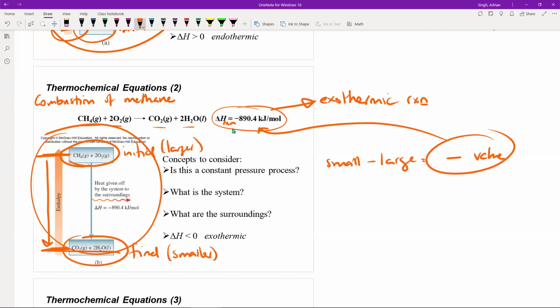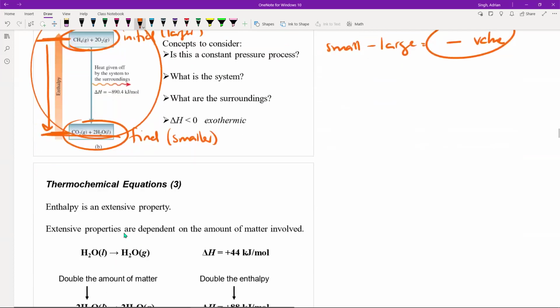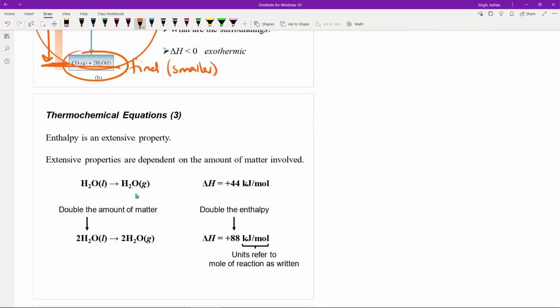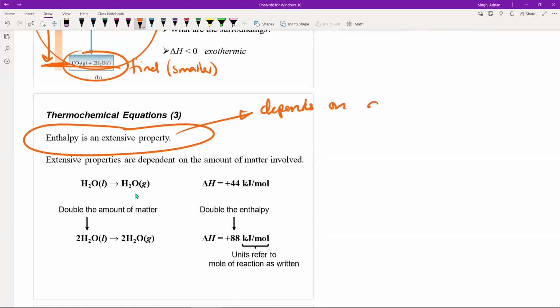So when we show these delta H values right next to our balanced equation, that is simply what a thermochemical equation is. Now, the thing about enthalpy is that it is an extensive property of matter, meaning it depends on the amount of that thing. That is in contrast to an intensive property, which does not depend on the amount, right? So for example, the density of something is intensive. It doesn't matter how much you have, the density of that thing is always going to be the same. Enthalpy, though, is extensive. It does depend.